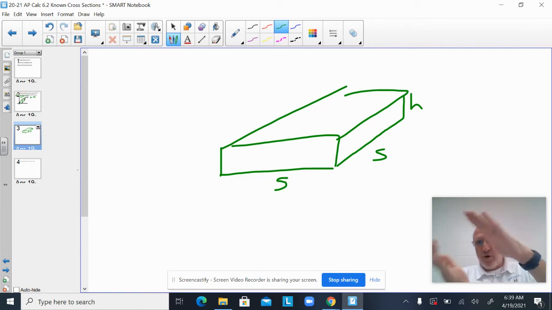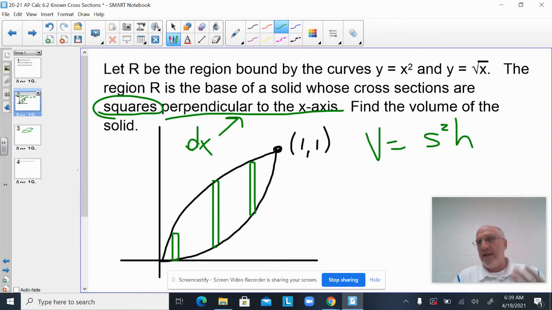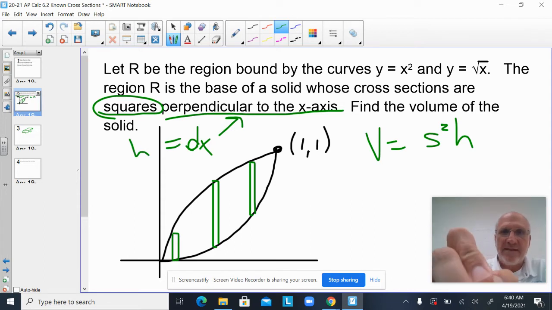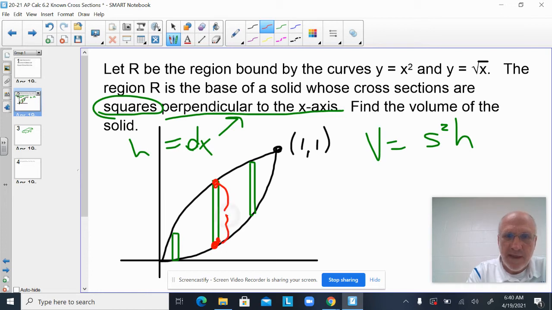So turn that thing vertically, and that's what one of these green rectangles would look like if I had it come out from the page. So the volume is S squared H. The H, we already decided, is going to be my dx. That's the thickness. As far as the S, the side length, well, the side length goes from here to there, like that. That distance is what I'm calling S.